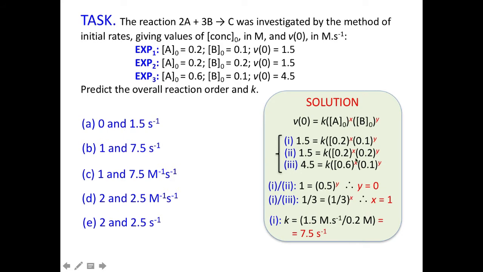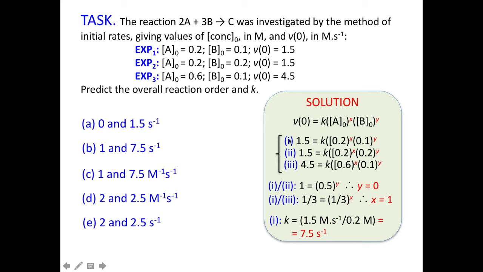equations. And we now divide the first by the second equation, just because if you compare the first and the second equation, one of the concentrations is constant, which is the concentration of A. The initial concentration of A is constant, while the concentration of B changes. That's why you are comparing 1 and 2. You are dividing 1 by 2. And then we get this here, and y in this case is equal to 0.